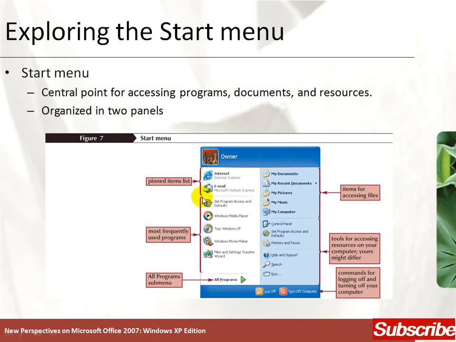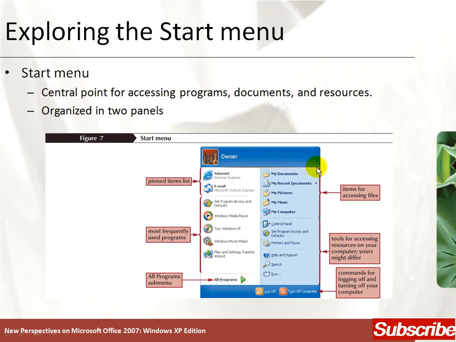Second, start from this point to this point. See, it's called most frequently used programs. Like I have used, suppose, Windows Media Player. I am showing it practically right now. And the third one is called the all programs submenu.